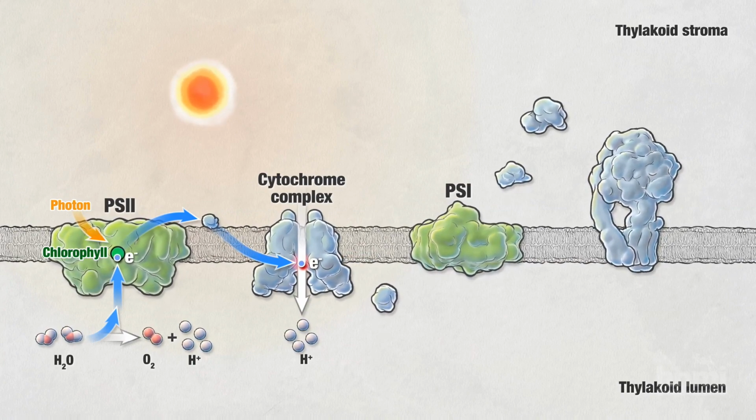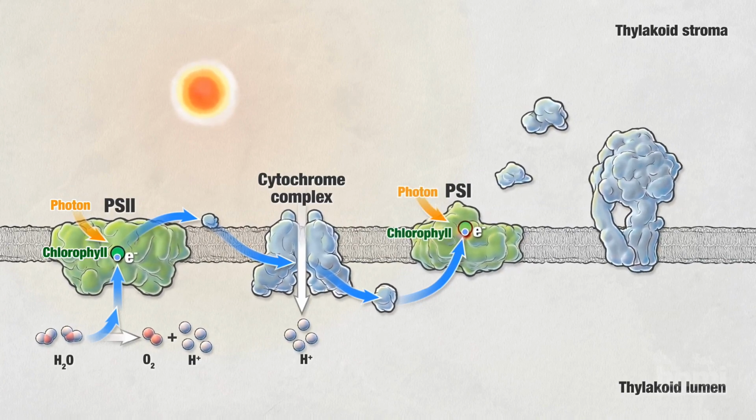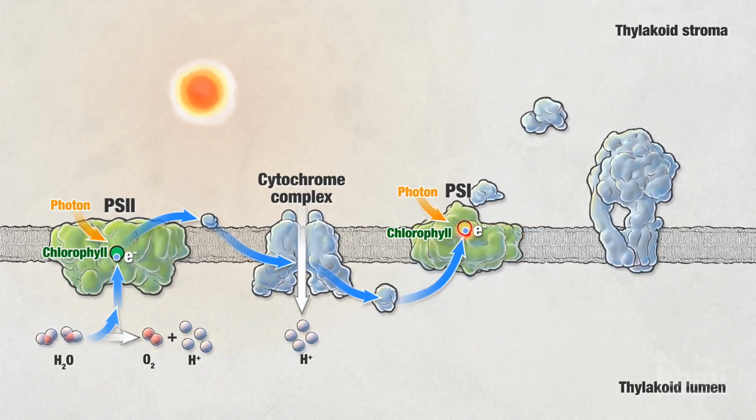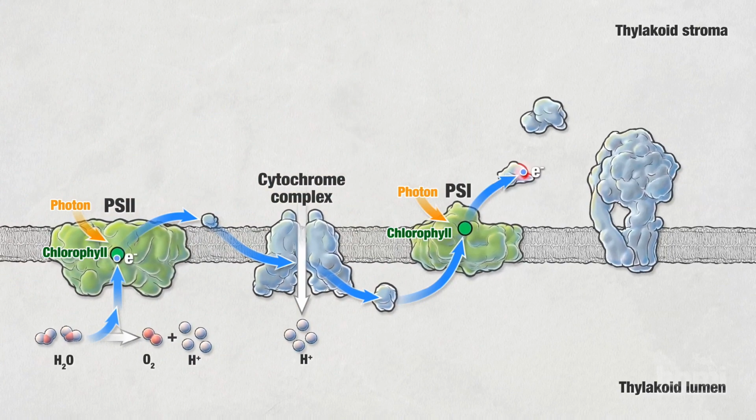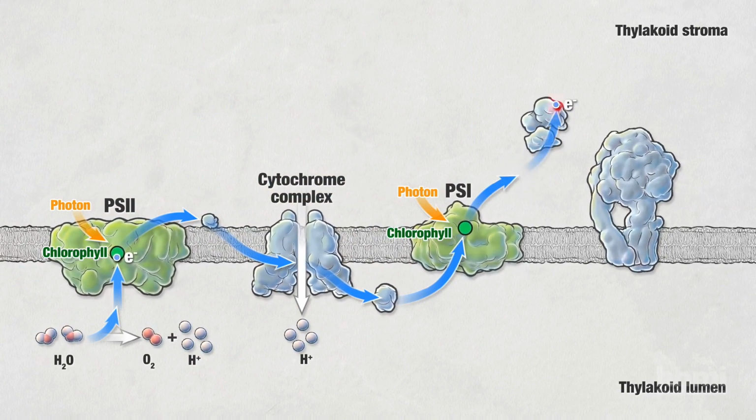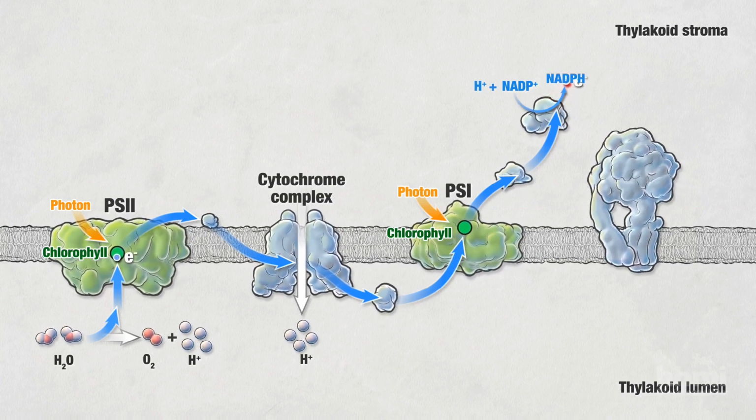The second electron carrier, a protein inside the lumen, receives the electrons and passes them to photosystem 1. These electrons have now lost most of the energy they gained from light in photosystem 2. Photons of light hit chlorophyll in photosystem 1 and excite the electrons again. The electrons are then passed to the third electron carrier. Finally, these electrons are either recycled or they interact with an enzyme and NADP+, the final electron acceptor of the light reactions, to form NADPH.